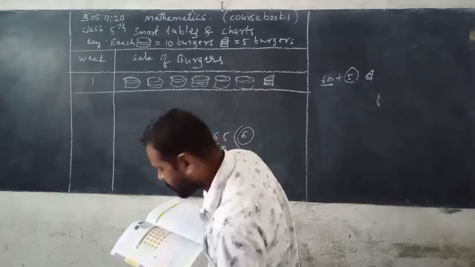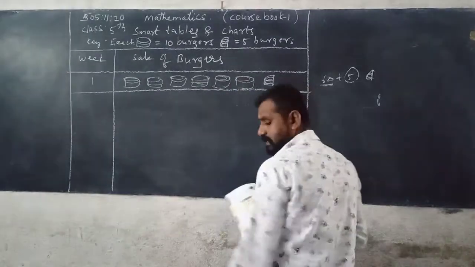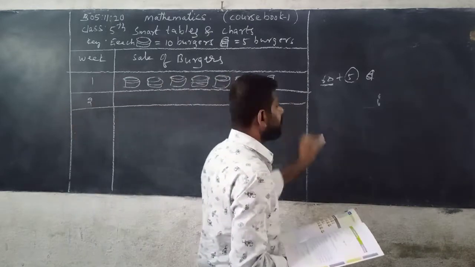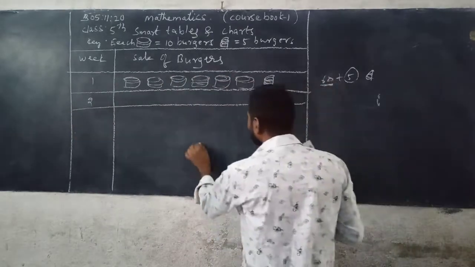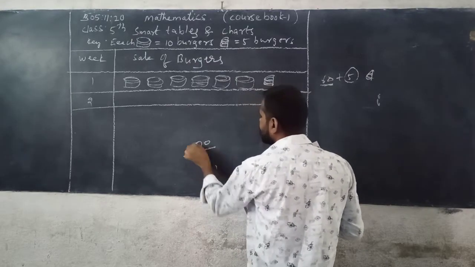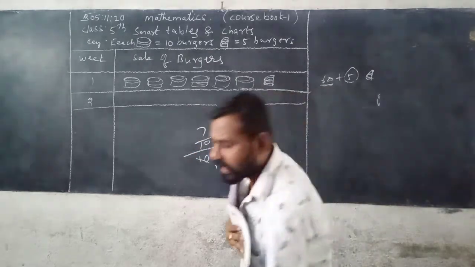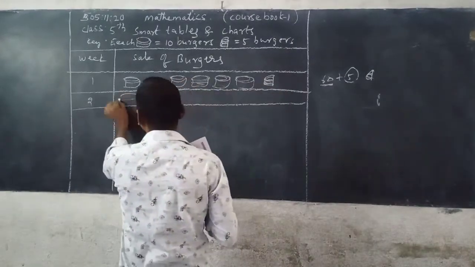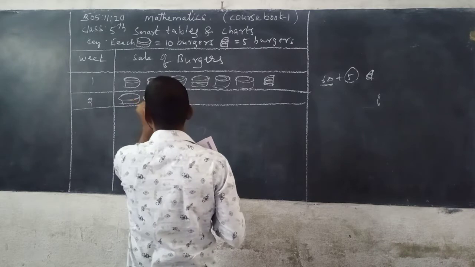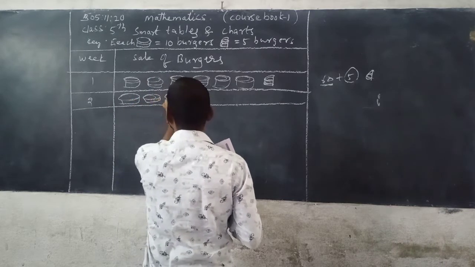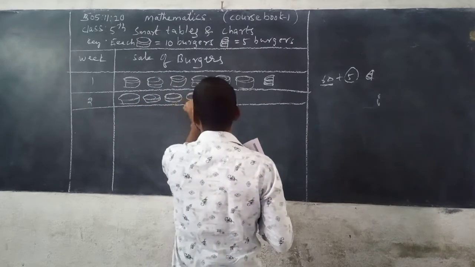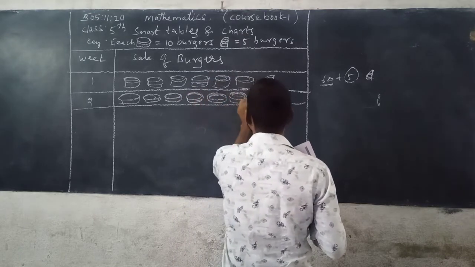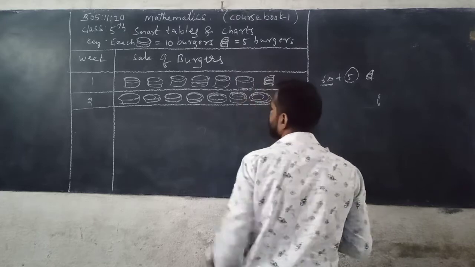Now next one is the second week. How many burgers sold in the second week? 70 burgers. 70 divided by 10: 10 sevens are 70. So you can draw 7 burgers. Everybody draw 1, 2, 3, 4, 5, 6, 7 burgers.